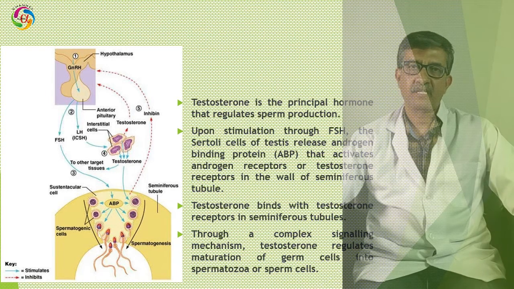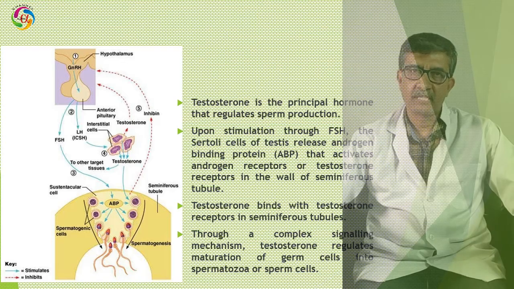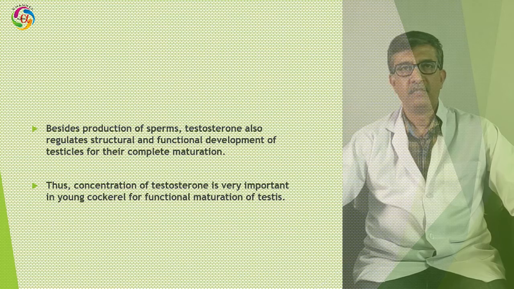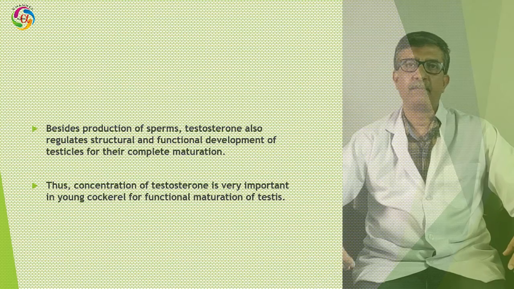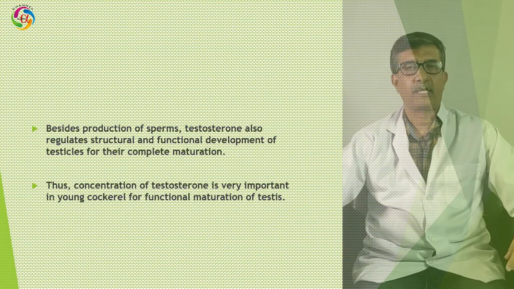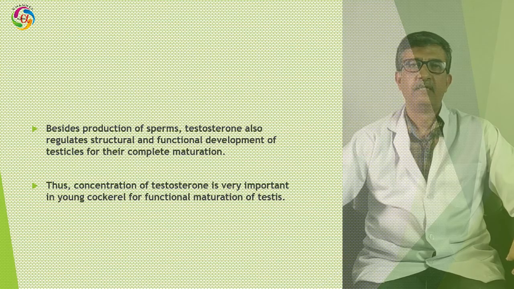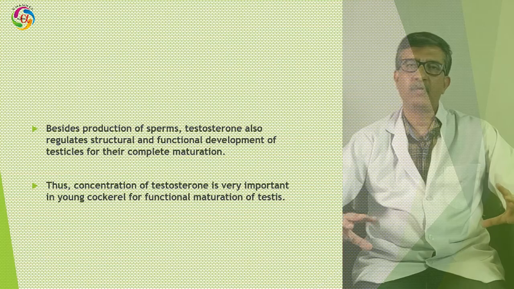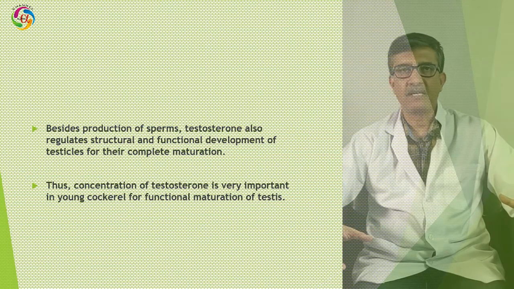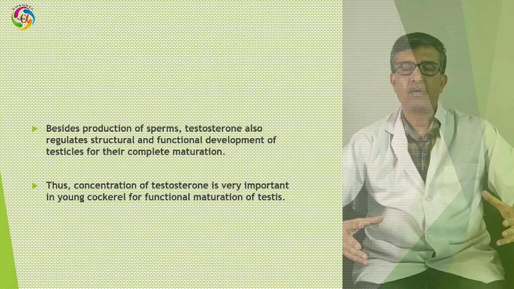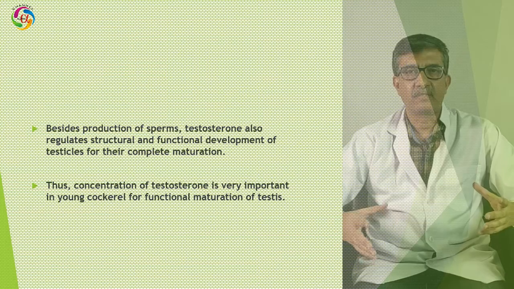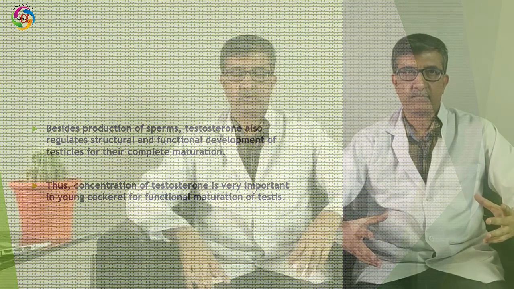But besides spermatogenesis, testosterone also plays some important roles in the male reproductive system. Testosterone helps in the maturation and growth of reproductive organs like testes, vas deferens, and seminiferous tubules. All the organs of the reproductive system are under the direct control of testosterone. Their growth, their maturation, their functional activity, everything is controlled by testosterone activity.